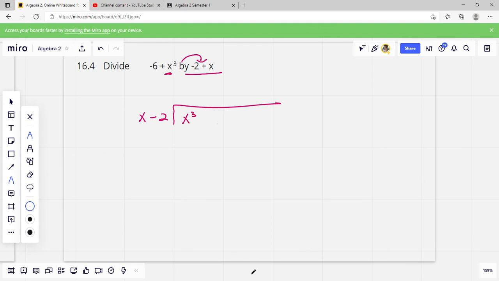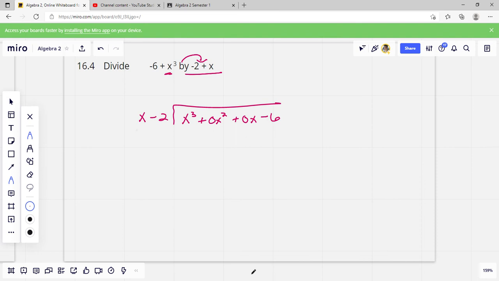We don't have any x squared, so I'm just going to put 0x squared. We don't have any regular x's, so I'm just going to put 0x. Then I'm going to put my negative 6. Okay, so we have to have these placeholders for any that we don't have. So you always have to go third, second, just regular x, then down to your normal numerical term.